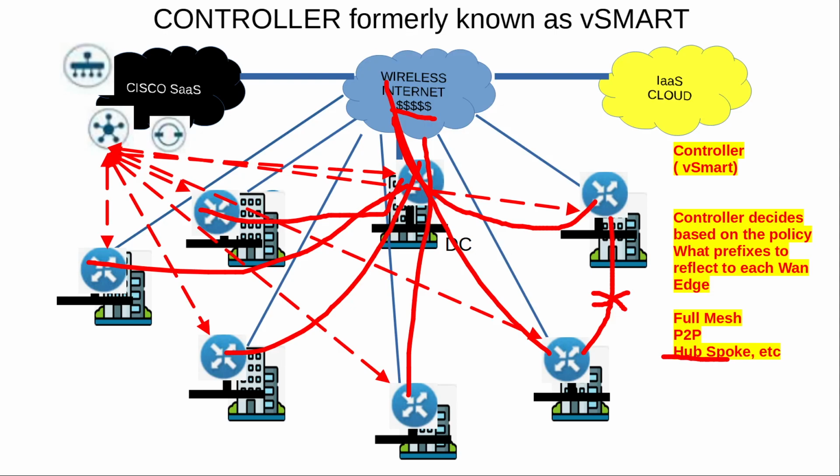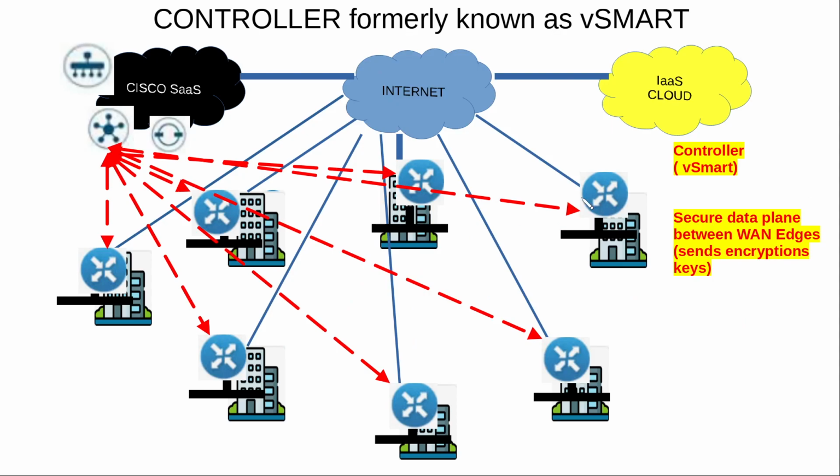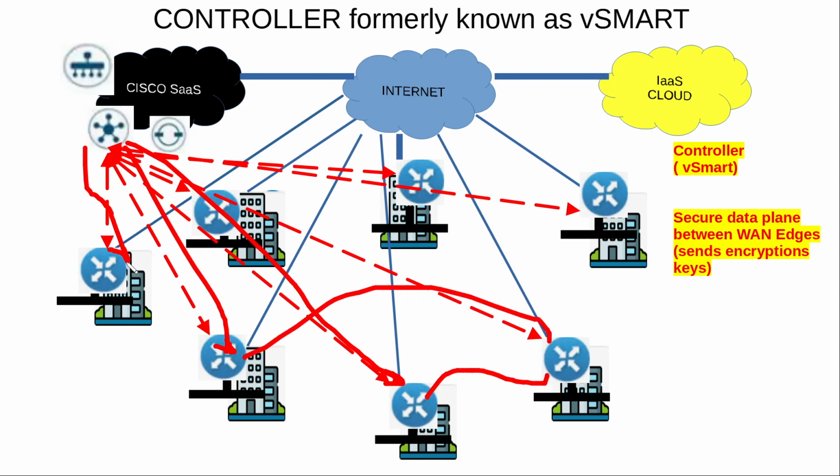The other function of the controller is distributing encryption keys to the WAN edges. Using these encryption keys, they will be able to create IPsec tunnels. In this sense, the controller is performing the same functions as IPsec phase 1.